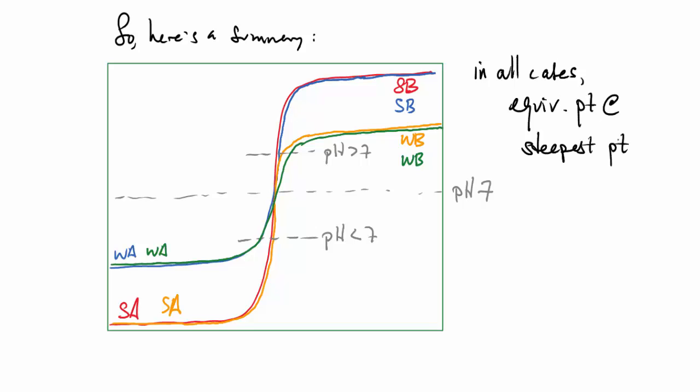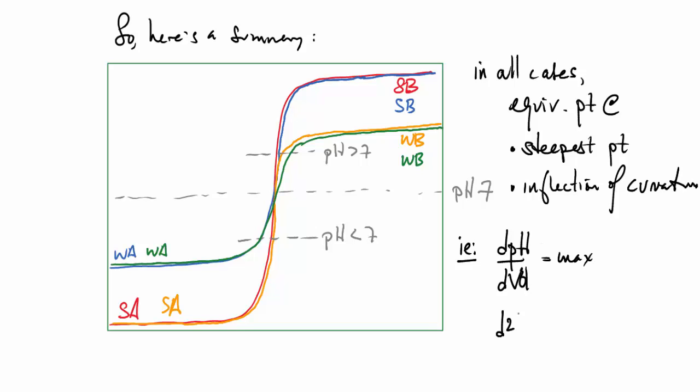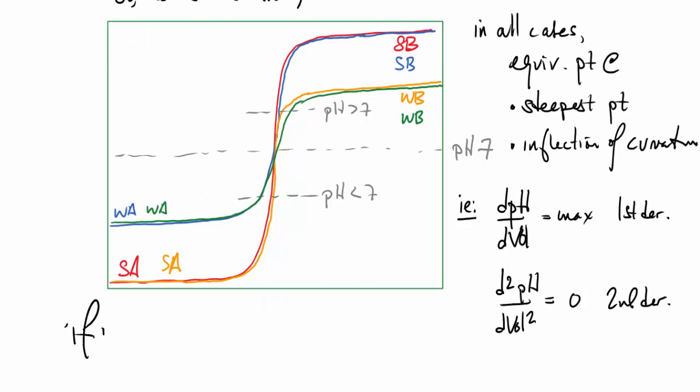So in all cases, the equivalence point is at the steepest point of the curve and at the inflection of curvature. In other words, d pH by d volume is equal to the maximum value, that's the first derivative, and d2 pH by d volume squared is equal to 0, that's the second derivative. So we get the greatest slope and the inflection of curvature.